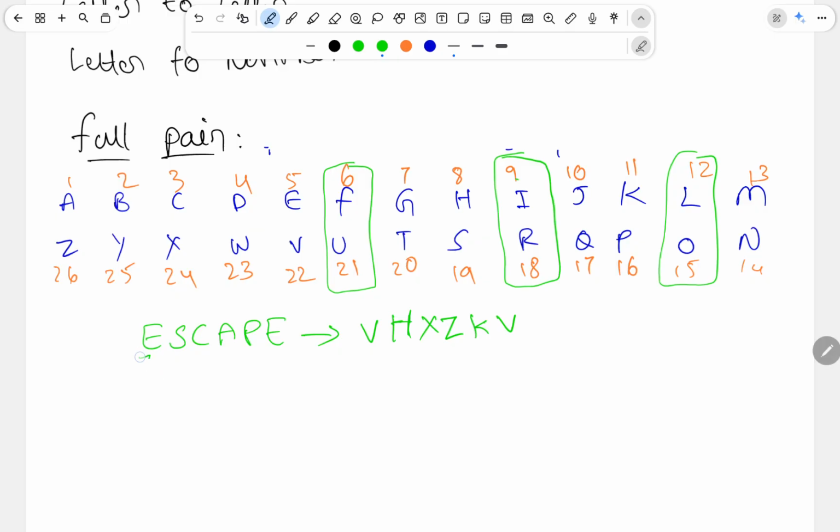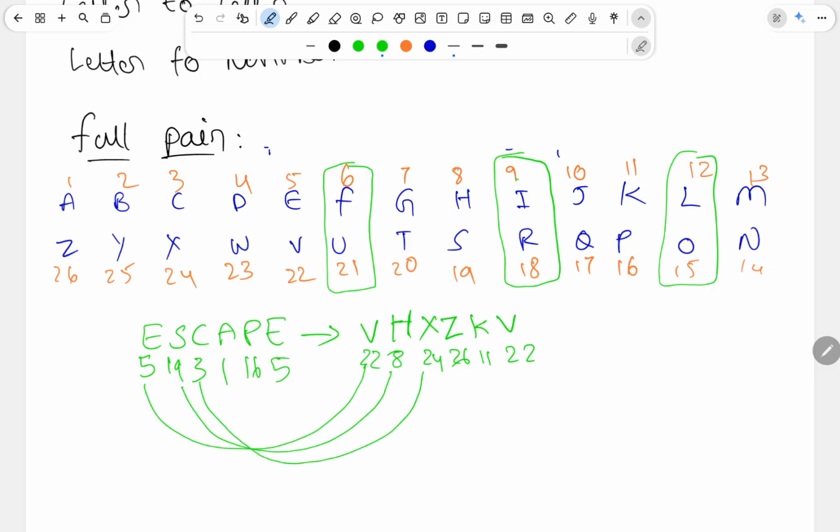So see, check it. 5, 22. It is 8, so it is 19. It is 3, so it should be 24. If it is 26, this must be 1. P is 16, so it must be 11. So it is 22, it is 5. Check the corresponding letters. 5 plus 22 is 27. 19 plus 8 is 27. 3 plus 24, 27. Everywhere it is 27. So we come to know what is full pair.